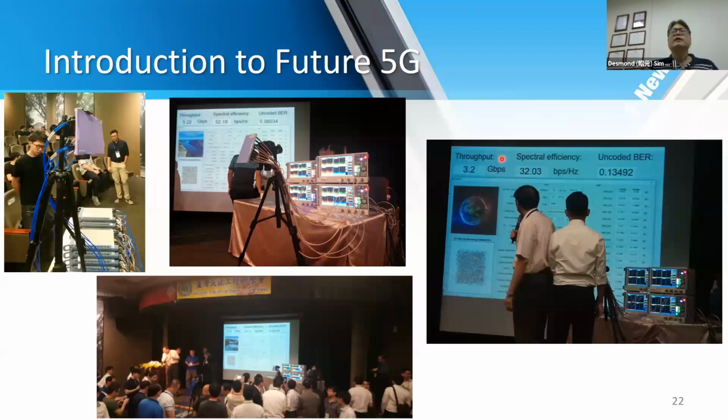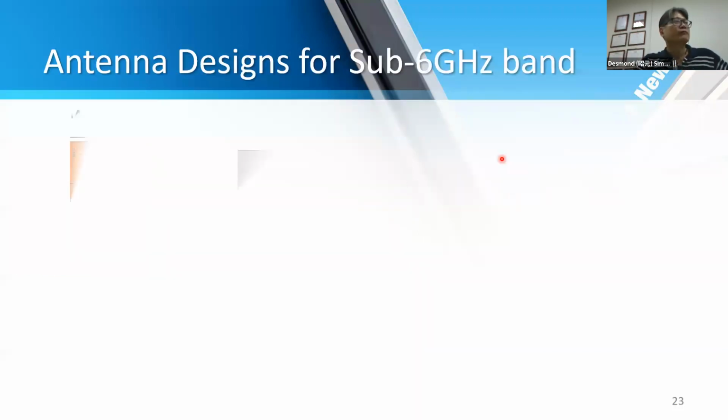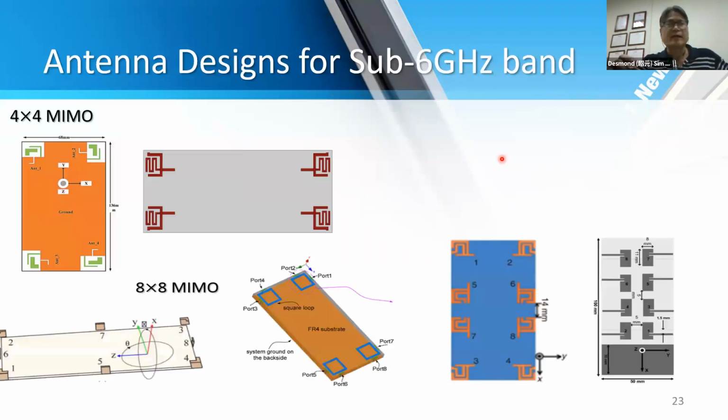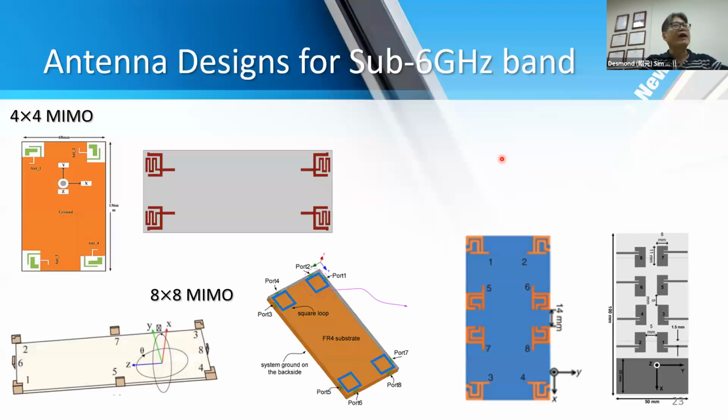So during his experiment, shown during one of the conferences conducted in Taiwan, he has proven that in 5G technology, even if we do not use millimeter wave, we can still provide up to 3 gigabits per second. So let's look at some of the antenna design. I know that most of you are not in antenna design, so I'll go a little bit faster in this case.